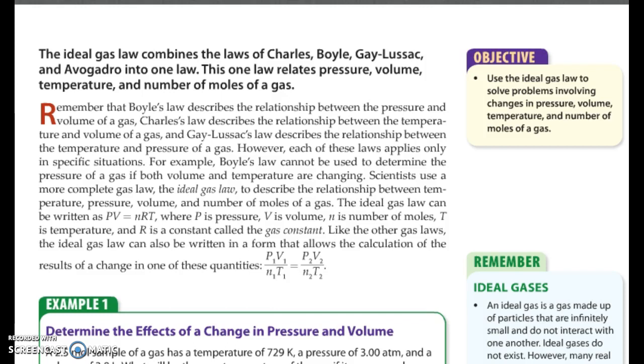The ideal gas law can be written as PV equals nRT, where P is pressure, V is volume, n is the number of moles, T is temperature in what unit? Kelvin, and R is a constant called the gas constant. Like the other gas laws, the ideal gas law can be written in a form that allows the calculation of the results of a change. So we could also have P1V1 over n1T1 equals P2V2 over n2T2.